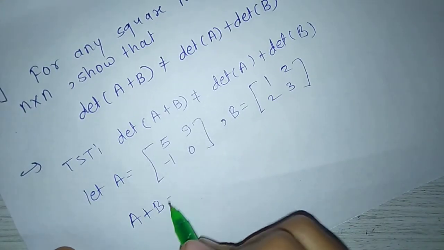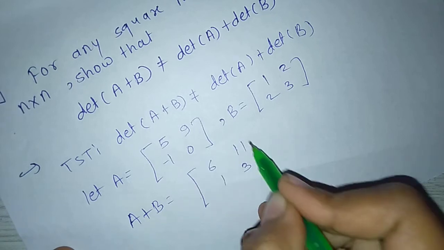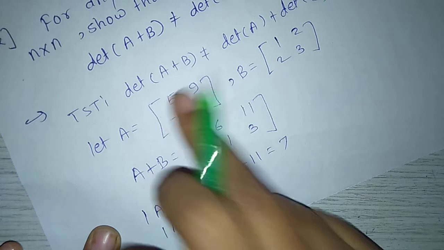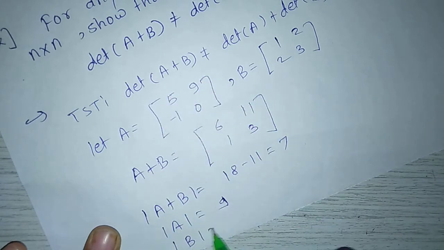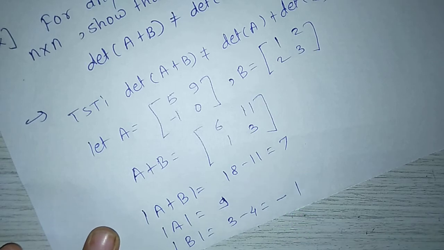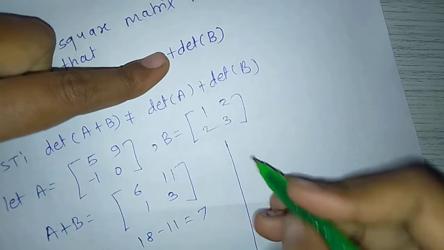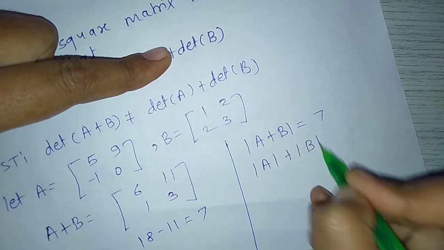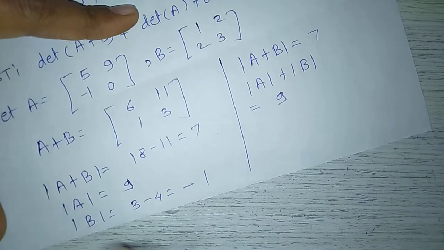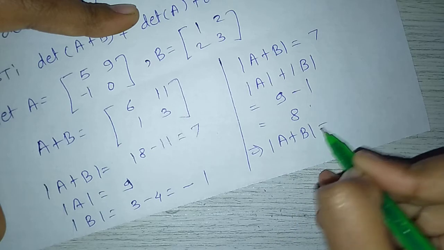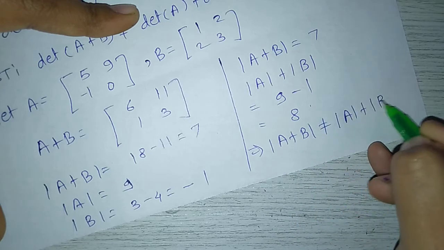A plus B equal to [6, 11; 1, 3]. So, determinant of A plus B equal to 18 minus 11 equal to 7. Determinant of A equal to plus 9. Determinant of B equal to 3 minus 4 equal to minus 1. So, determinant of A plus B equal to 7 and determinant of A plus determinant of B equal to 9 minus 1 equal to 8, which implies determinant of A plus B is not equal to determinant of A plus determinant of B.